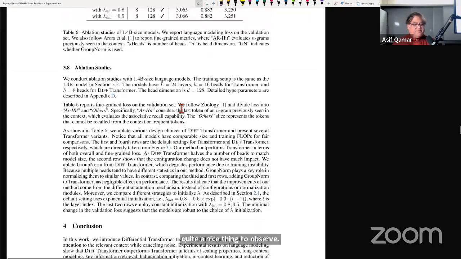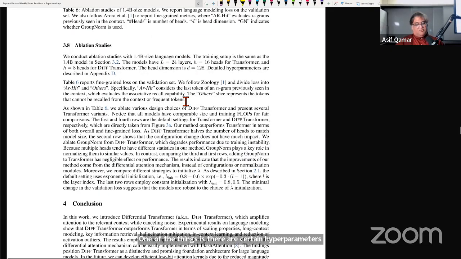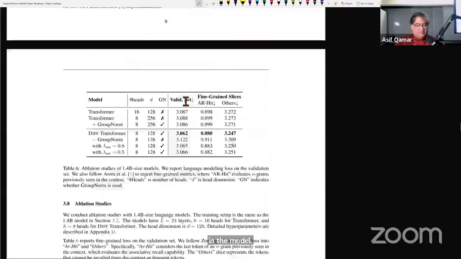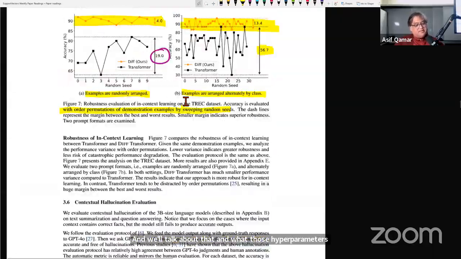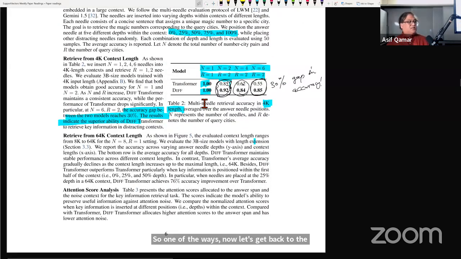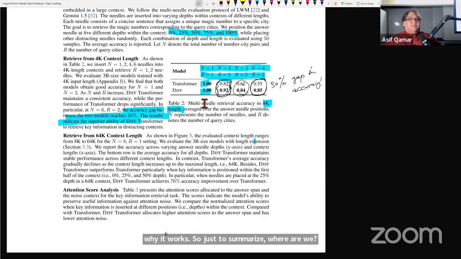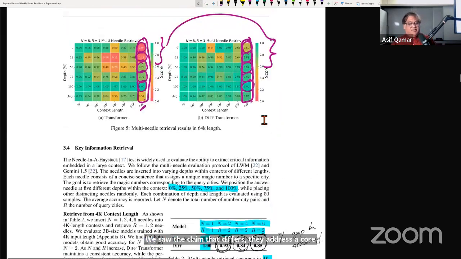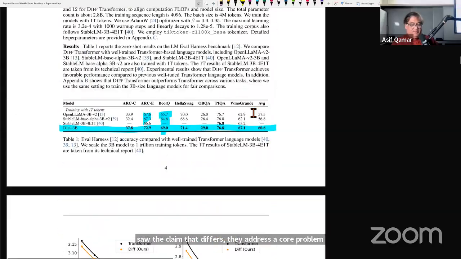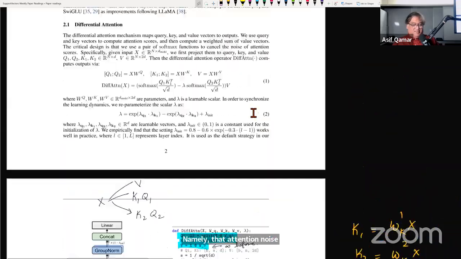So the ablation studies, they found out. One of the things is there are certain hyperparameters in the model, and we'll talk about what those hyperparameters are and how they affect the machine. Now let's get back to the mathematics and try to understand why it works. So just to summarize, where are we? We saw the claim that diff transformers address a core problem, namely that attention noise is there, and it leads to the transformer getting distracted in some sense.